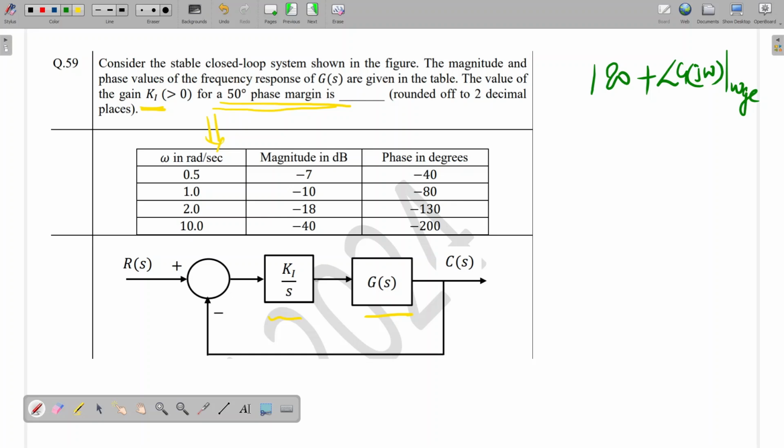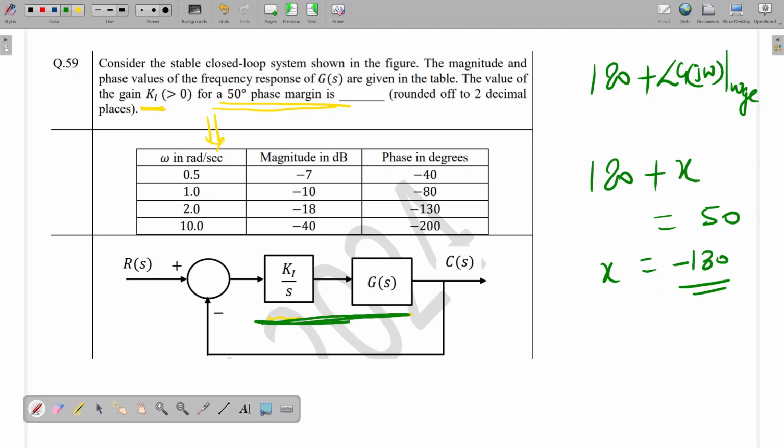Our total angle should be how much? So 180 plus something is equal to 50. So what will be the x value? X should be equal to how much? Minus 130. Is it correct? Yes, sir. Okay, so this total system angle should be equal to minus 130.